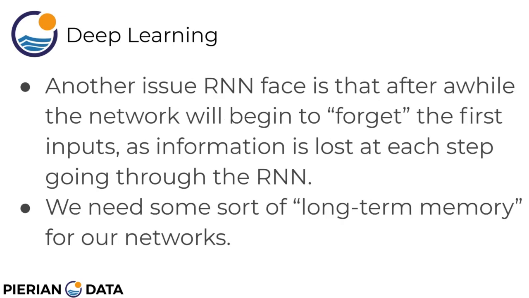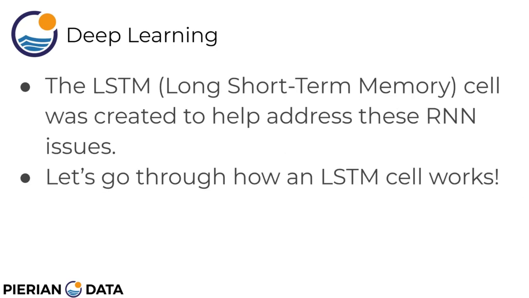Now, another issue that recurrent neural networks face in general is that after a while, the network will begin to forget those first inputs, as information is lost at each step going through the recurrent neural network. What we need to do is to have some sort of long-term memory for our networks.